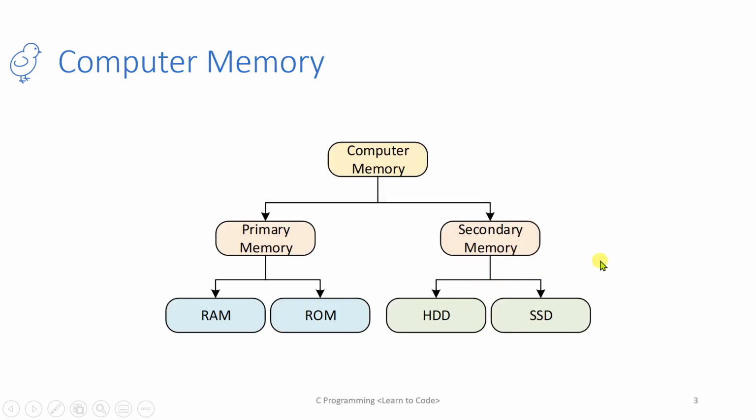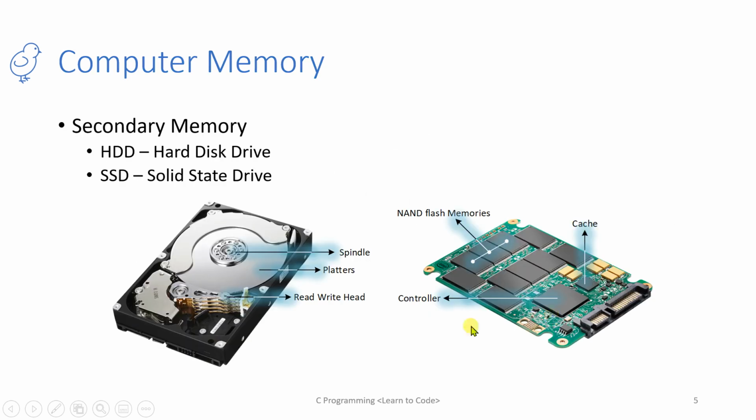The other one is your secondary memory. There are several secondary memories available, like your pen drive, your CD, and your floppy disk. Those we are not going to discuss here, because this course is mainly focusing on your programming language. So I will only explain these two, that is hard disk and SSD. Nowadays, whenever you try to buy a computer, it comes either with a hard disk or an SSD installed.